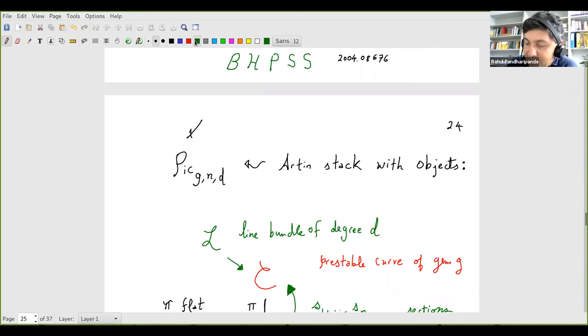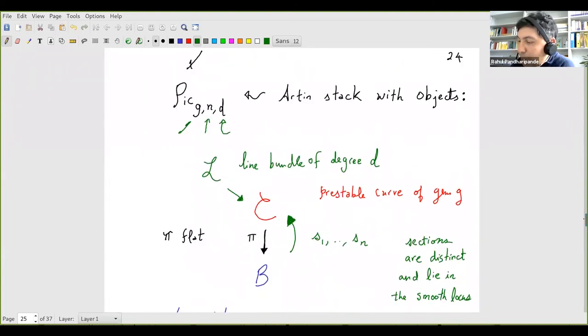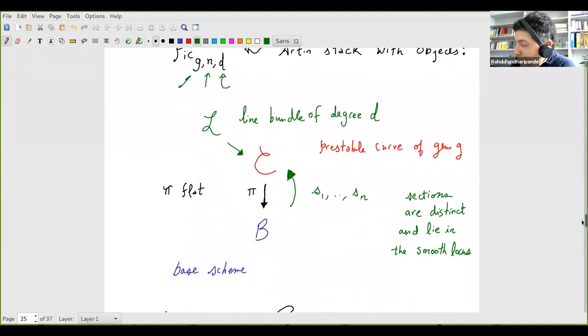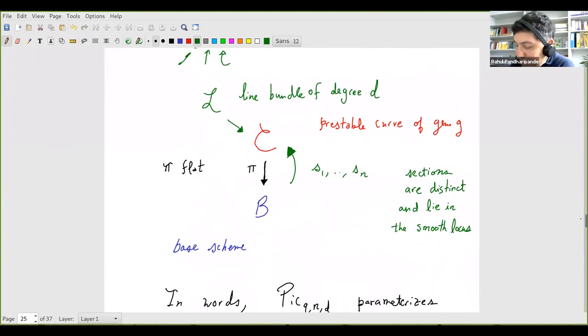This is the Picard stack PIC, and we have here the genus, the number of points, and one more thing, which is D, the degree of the line bundle. An object in this Picard stack is a family of pre-stable curves. By pre-stable curve, I mean it's connected and nodal, but with no stability condition. So just any family of connected nodal curves of genus G over any base. And by any, I mean some scheme of finite type, et cetera.